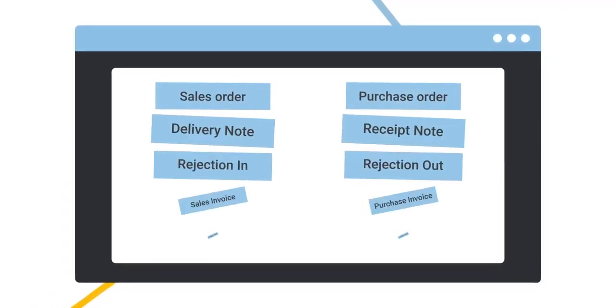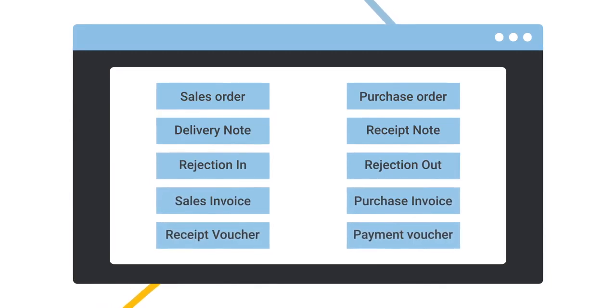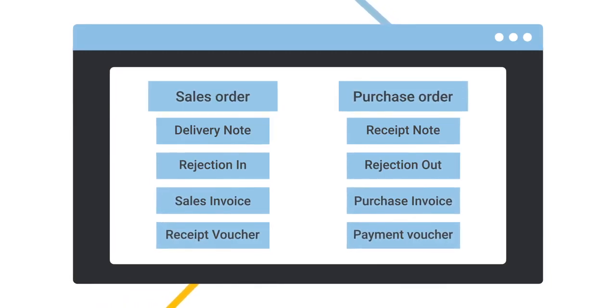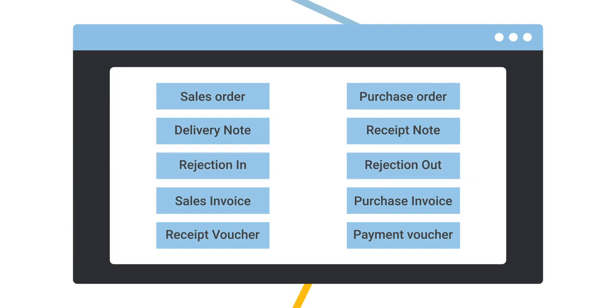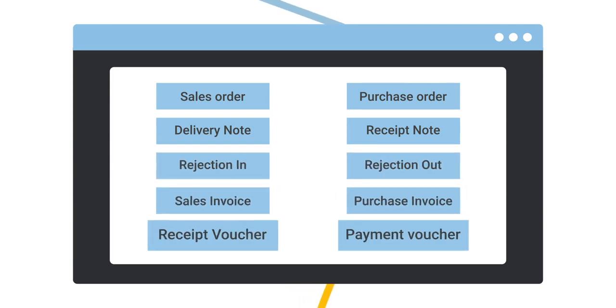Likewise, you can manage the purchase order process too. You will record a purchase order voucher instead of sales order. Likewise, receipt note will replace delivery note, followed by rejection out, purchase voucher, and payment.